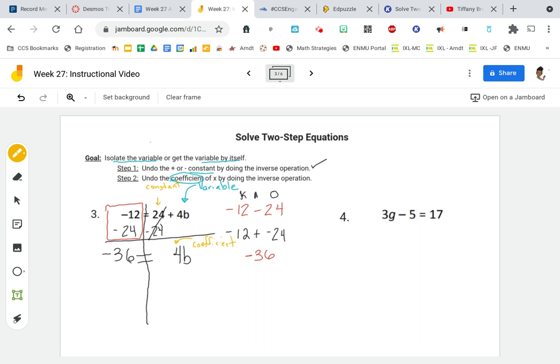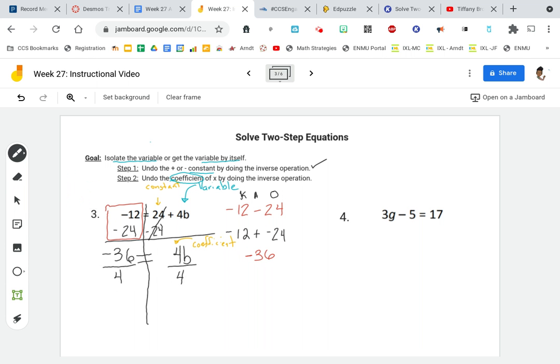And right now, the 4 is multiplying the variable b. So I have to do the opposite of multiplication, which is division. And since I need to get rid of that 4 because I want the b by itself, I'm dividing by 4. But what I do on one side of my equation, I must do to the other.